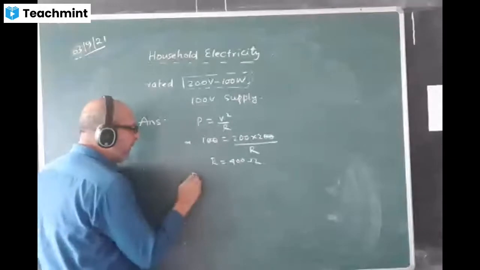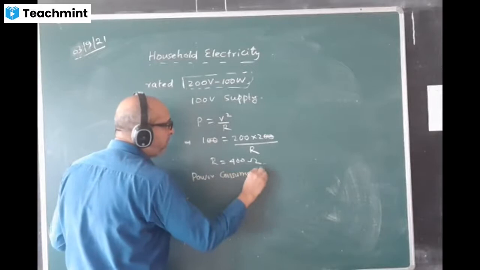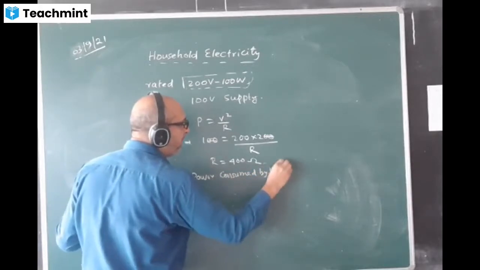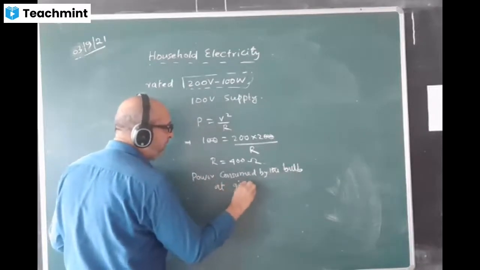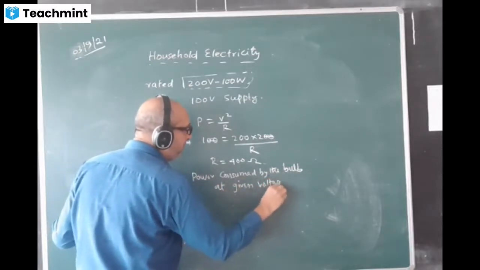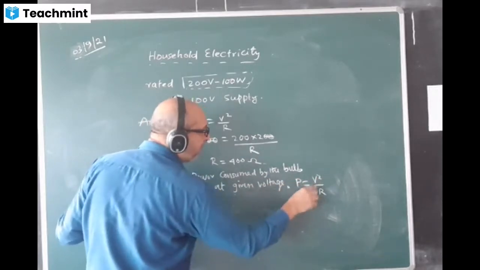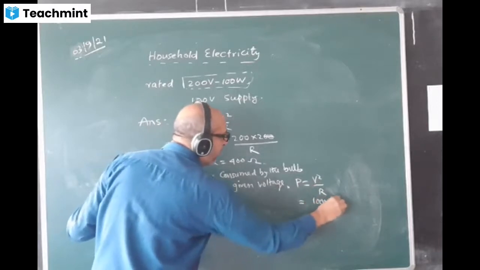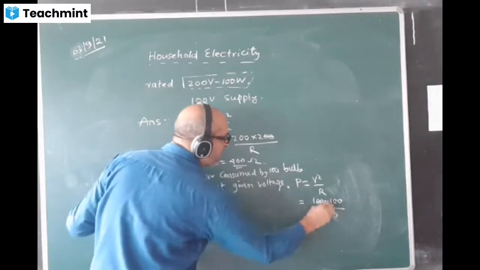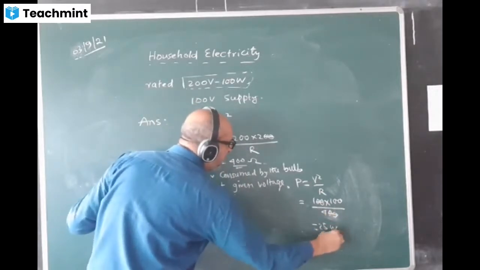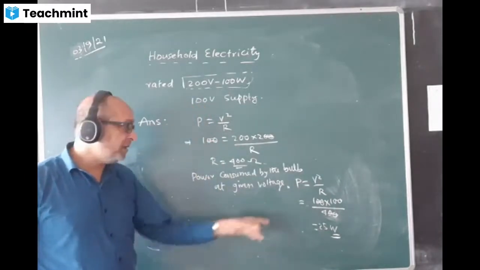Now I'll find the power consumed by the bulb at given voltage. P equal to, again we write the formula V square by R, but we will use the given voltage. Given voltage is 100. 100 into 100 divided by R. Resistance is 400, right? Now find the answer. 0, 0 will go, 25. Answer is coming 25 watt. Answer is not coming 50 watt. Answer is coming 25 watt.